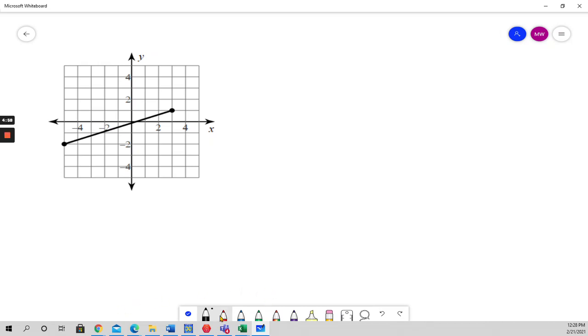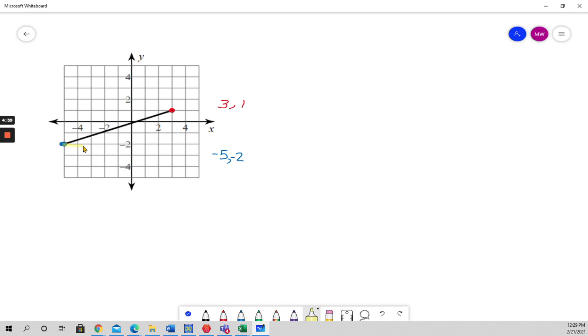Find the distance between these 2 points. Okay, well this point right here is (3, 1). And then this point down here is (-5, -2). Okay. Now, watch what happens.